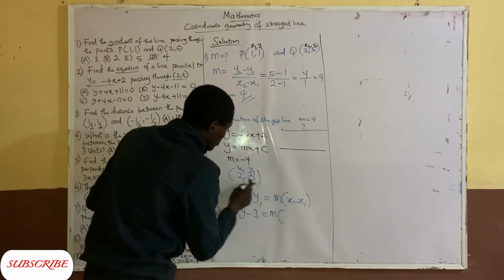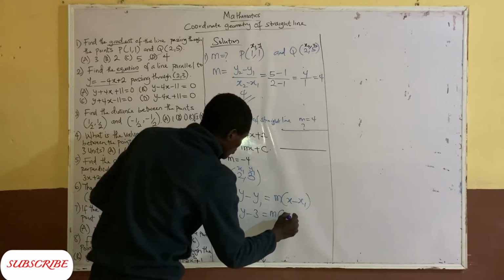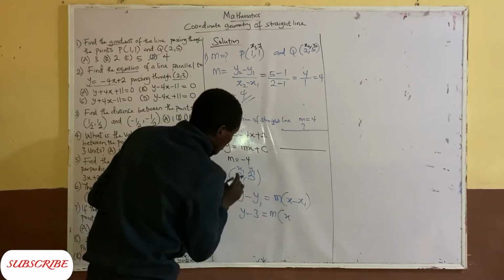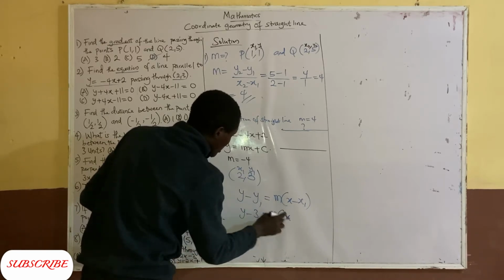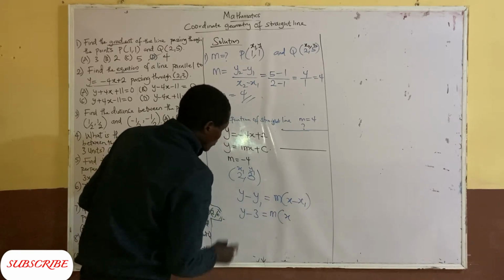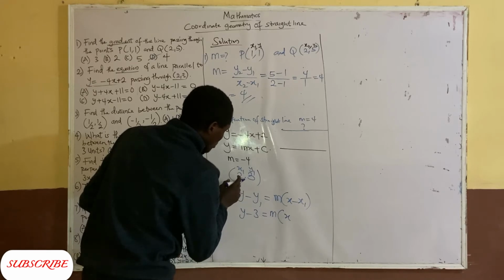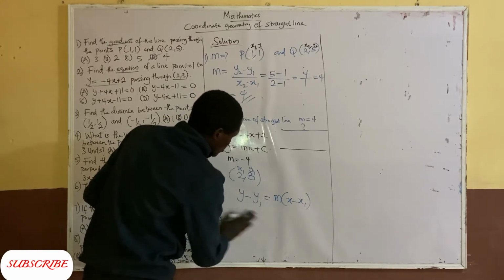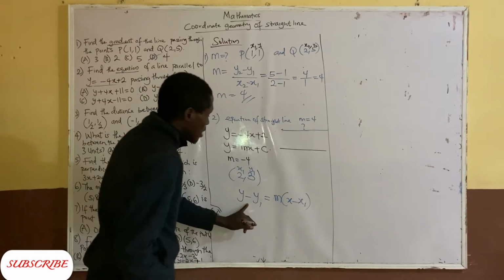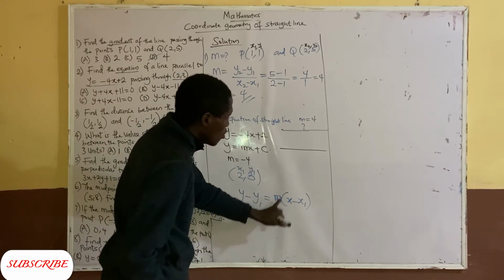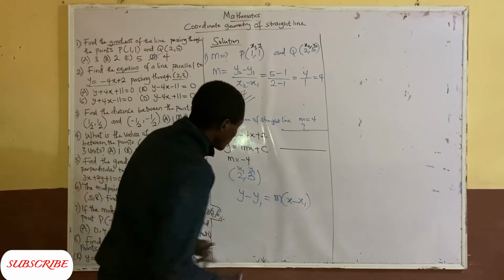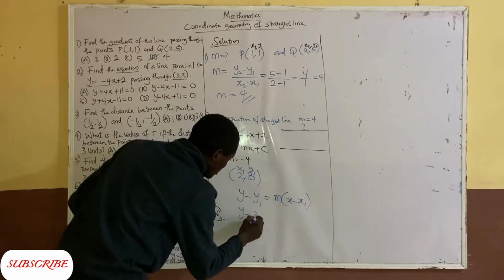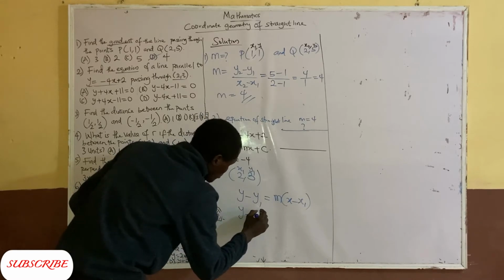open bracket, what is the x? x here will remain as x, and m equal to open bracket x minus x1. Using the formula y minus y1 equal to m open bracket x minus x1, we have y minus y1, and the y1 here is 3.